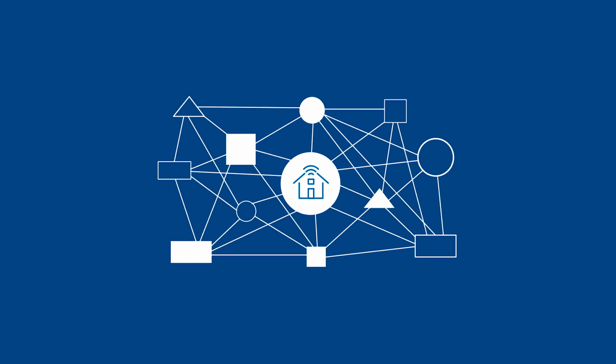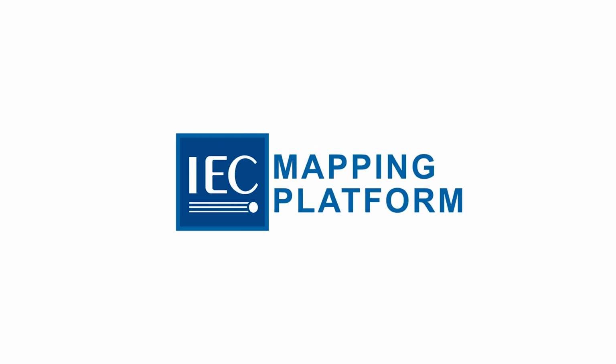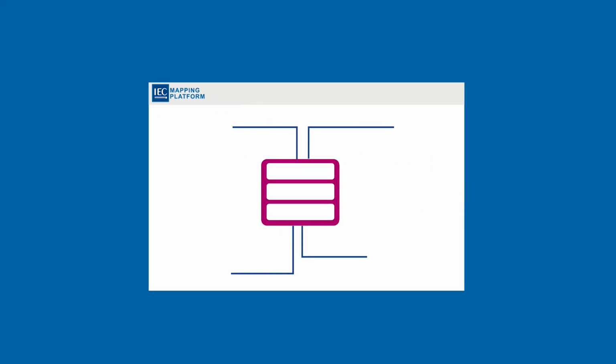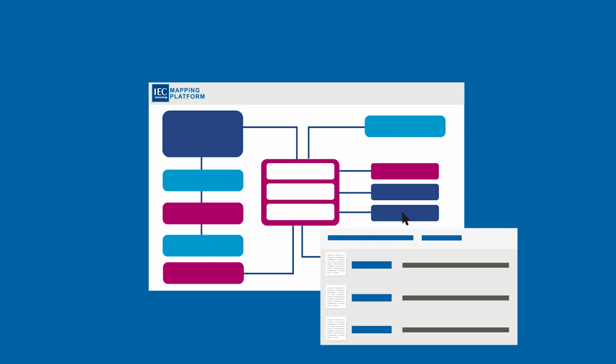When examining the system as a whole, standard developers and users need to understand what standards already exist and what standards still need to be developed. The IEC Mapping Platform provides a visual overview of the standards landscape through an easy-to-use interface. It graphically illustrates what standards exist and how they can be used together.